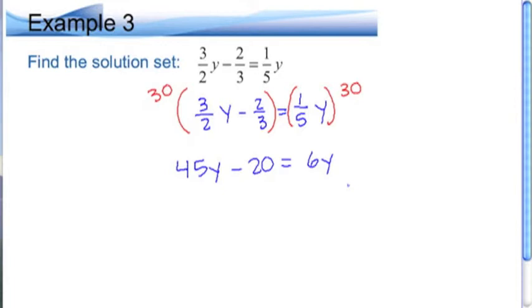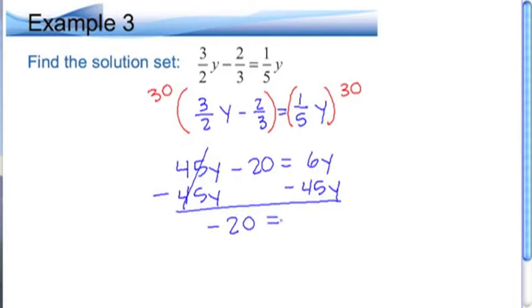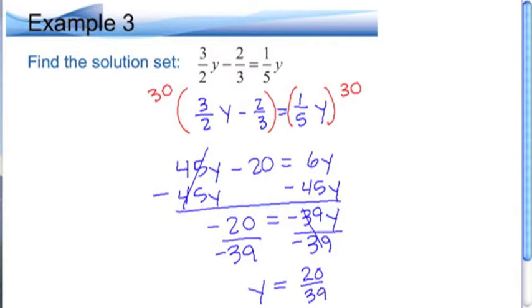Now we're going to subtract 45y from both sides. We have negative 20 equals negative 39 times the y. And finally, we're going to divide both sides through by negative 39 to isolate y. So we know that y equals 20 over 39. Anytime you get something kind of strange like that, definitely go through and check it and make sure that you haven't made a careless error.